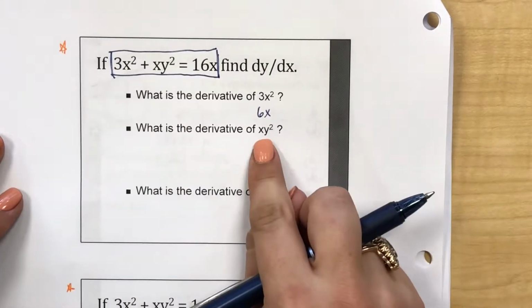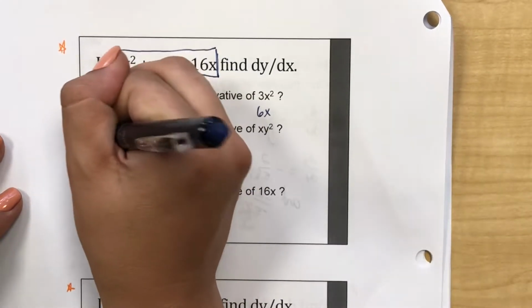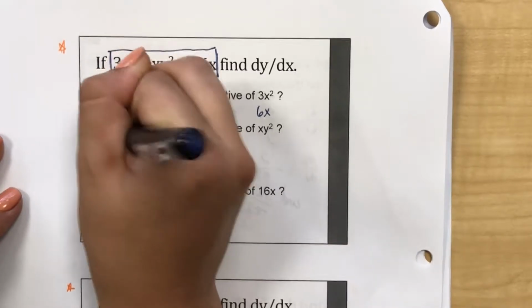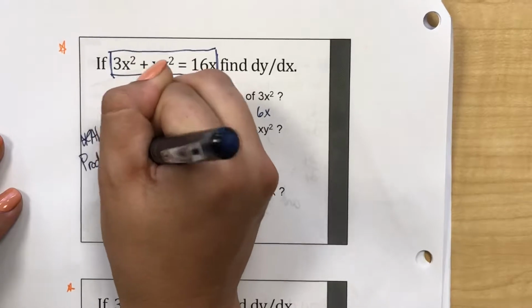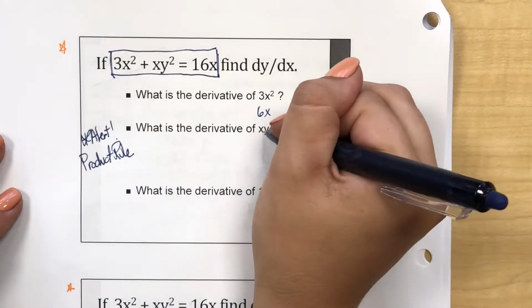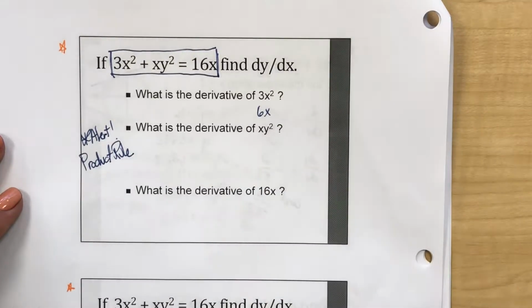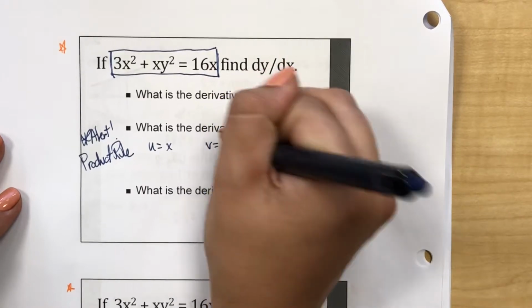Okay, xy squared. You have to use the product rule. Product rule alert. You have to use the product rule for this one. Why? Because there are 2 different variables being multiplied together. So I'm going to say my u is x, my v is y squared.